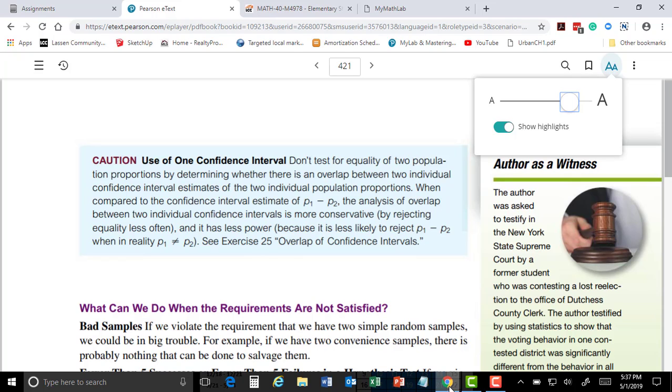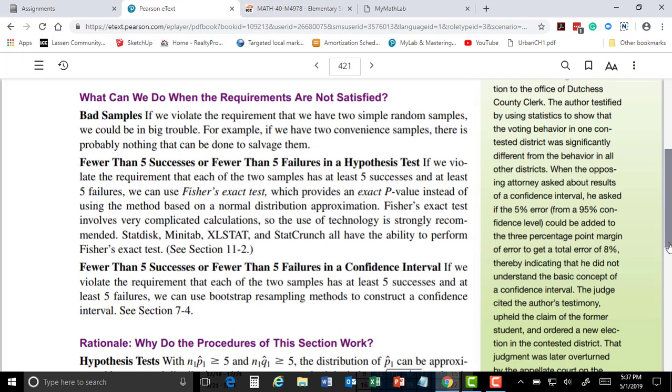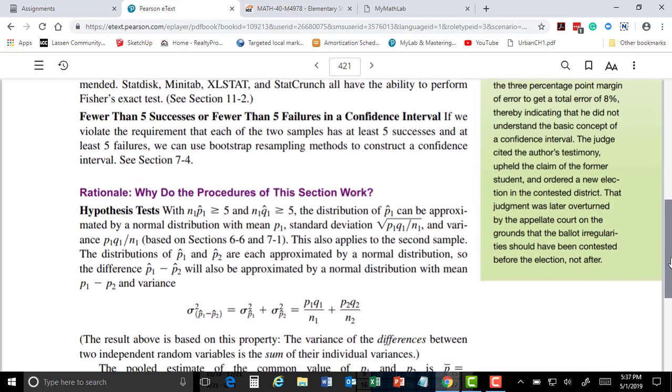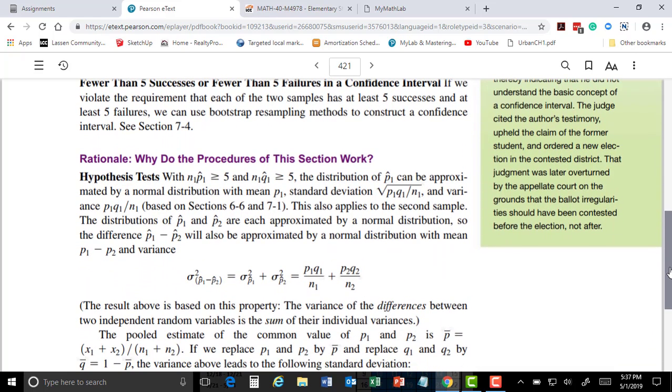You've seen this. I don't know if you've remembered or if you've read it, but you have to be careful that when you do a test using the confidence interval, it's not always the same as when you're doing it with the p-value. Okay, so here are the requirements. The rationale about why we're not using the binomial.